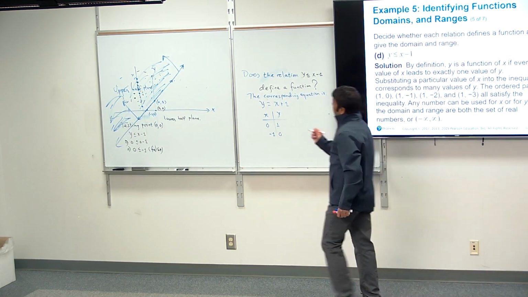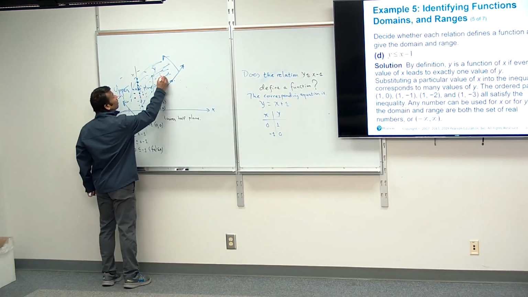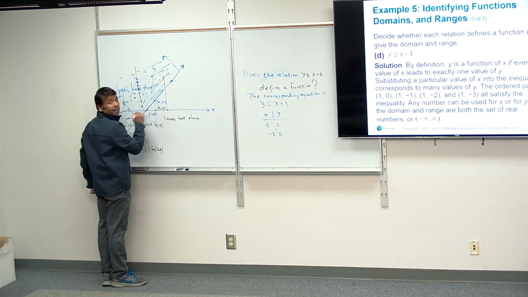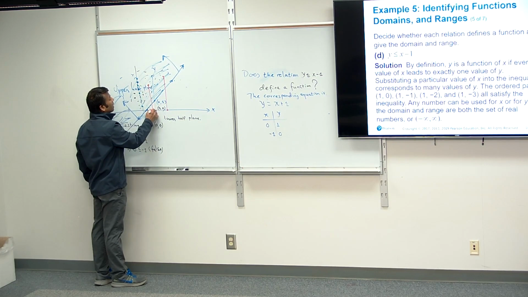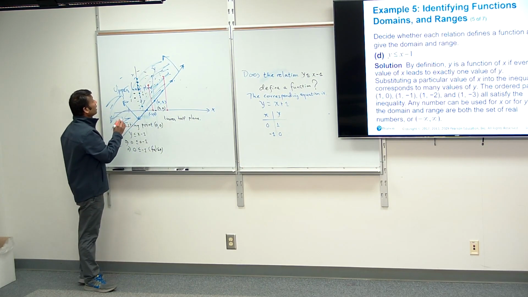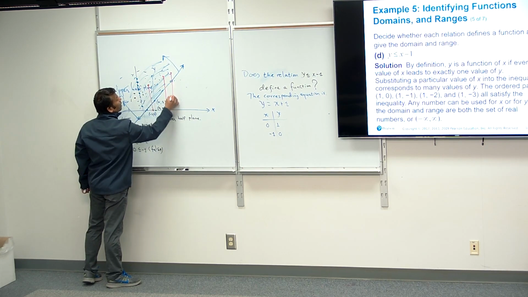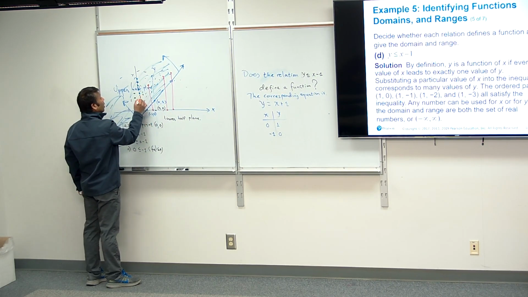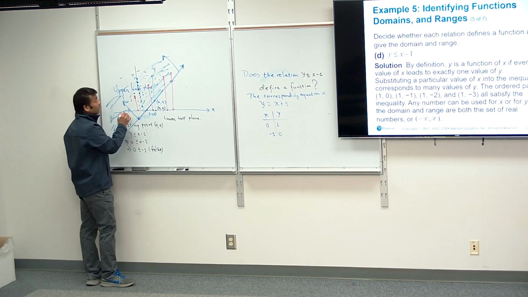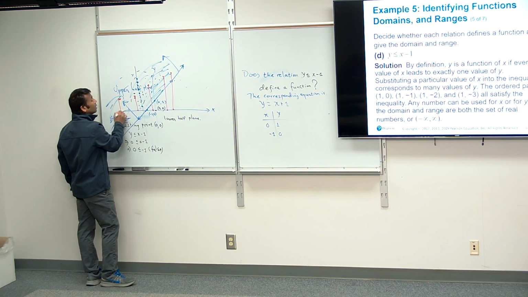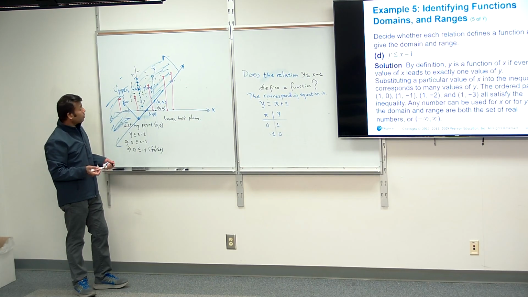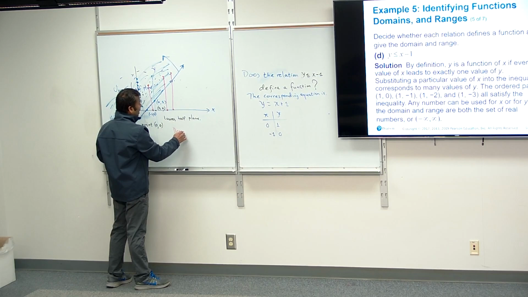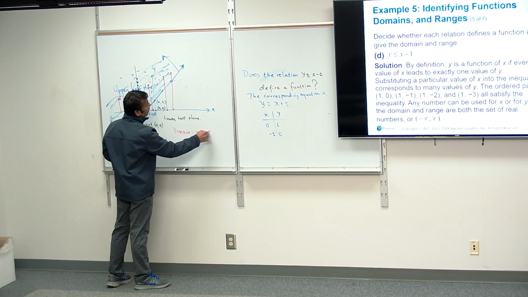So look here. If I pick a point from here, where is the x value? Right here. If I pick a point from here, what will be the x value? Right here. Are you guys with me? If I pick a point from here, where is the x value? Right here. So what is the domain? The set of all real numbers, which is negative infinity to positive infinity.